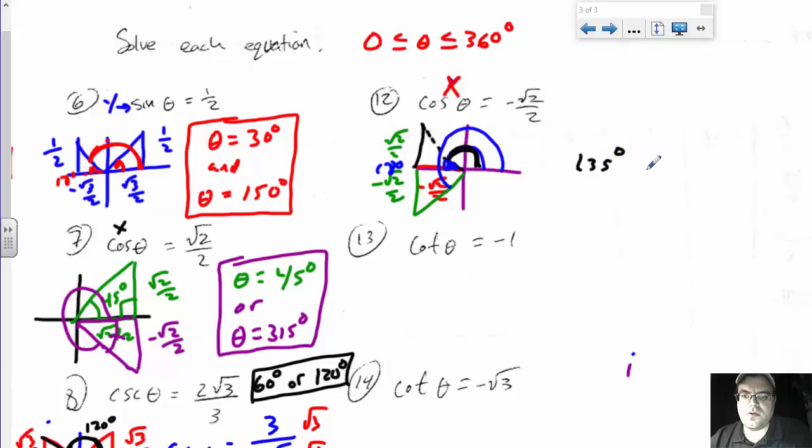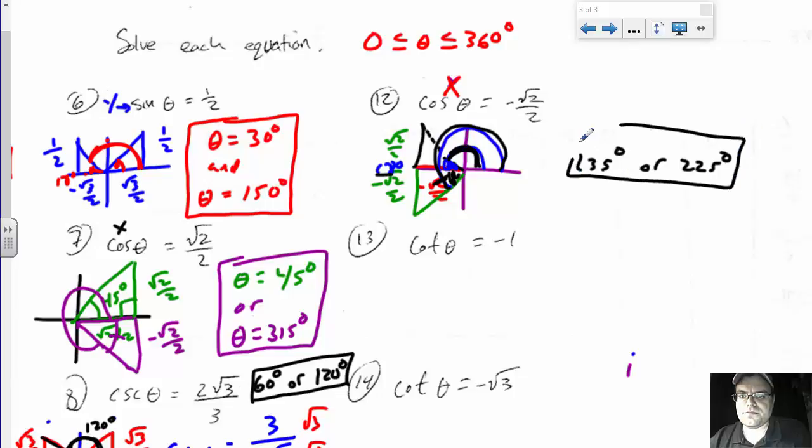Okay. Or the answer will be this angle here. That's where I find 180 and I add 45 because this is a 45 degree angle right here. So that's going to give me 225. So those are your two answers for this question.